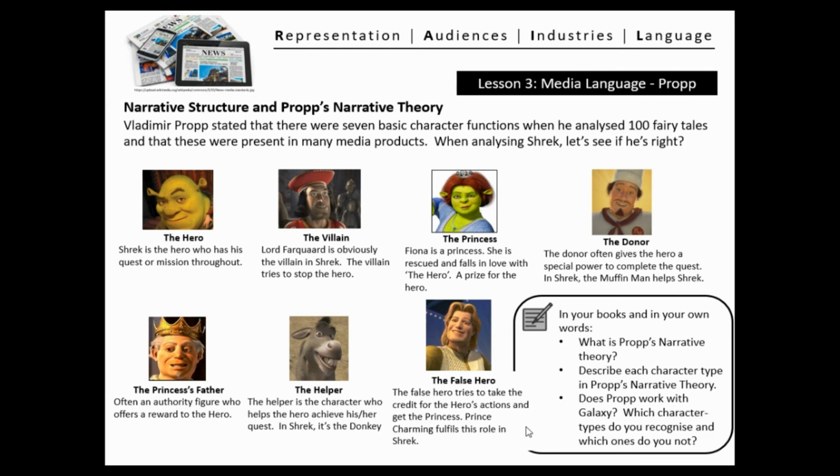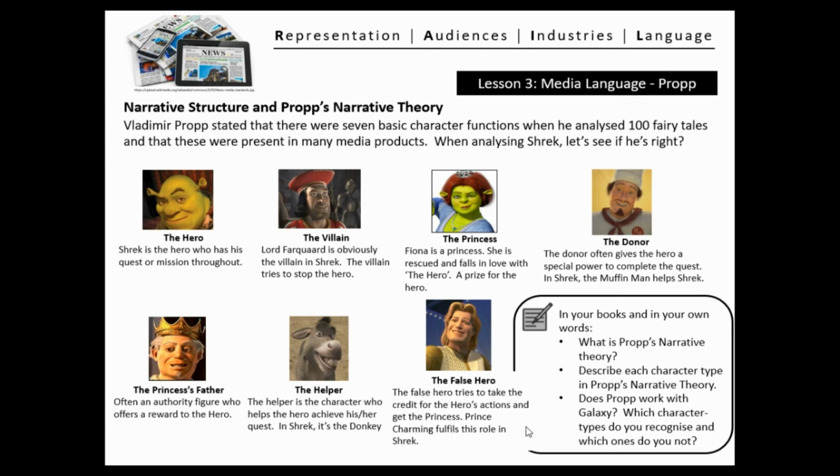Then there's the donor. The donor often gives the hero a special power to complete the quest. So in Shrek, the Muffin Man is the donor and he helps Shrek. Then we have the princess's father. So he's often an authority figure who offers a reward to the hero. We've got the helper. The helper is the character who helps the hero achieve his or her quest. In Shrek, it's the donkey. And then finally, we've got the false hero. So the false hero tries to take the credit for the hero's actions and get the princess. Prince Charming fulfills this role in Shrek.